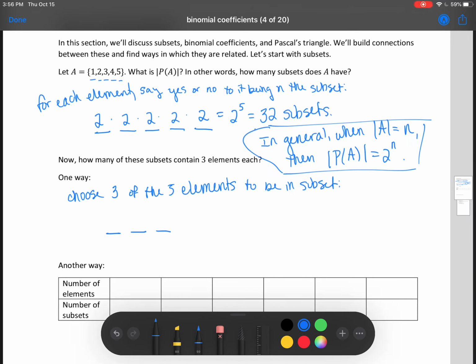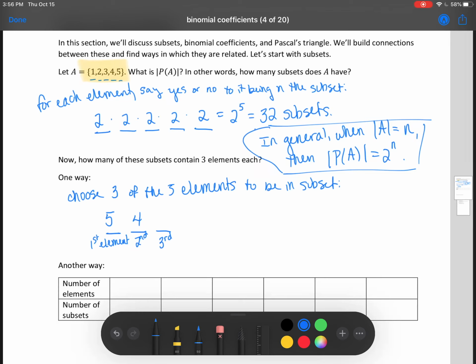So if we did that, we're going to choose 3 elements, so we draw ourselves 3 blanks. So this is like the first element, and this is the second, and this is the third. Again, in these blanks, we're going to fill in how many choices we have. Since there are 5 elements in this set, I have 5 elements I can choose from for which element I want to be the first element in my subset. So I choose whatever number that is.